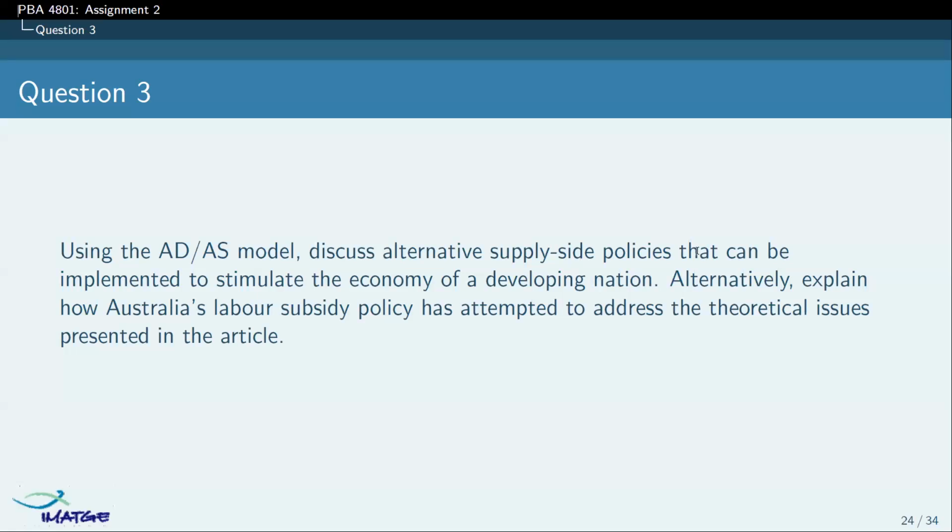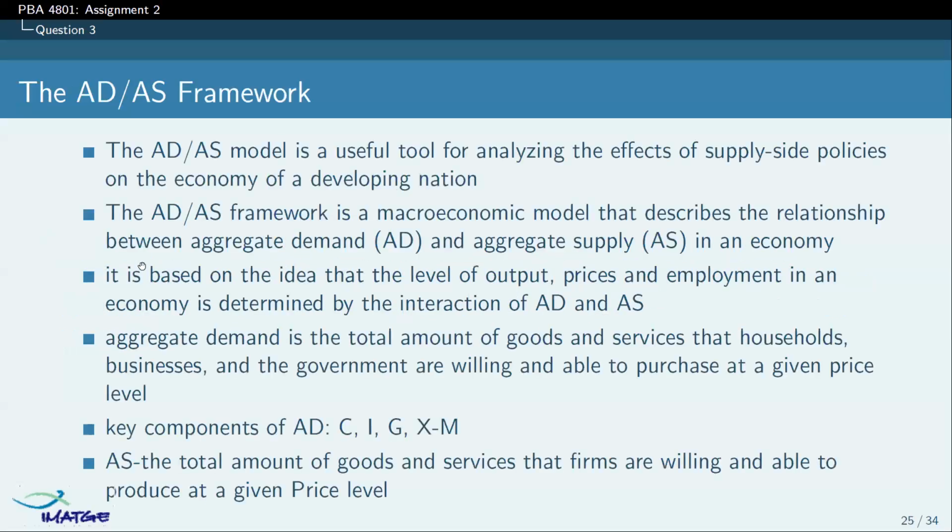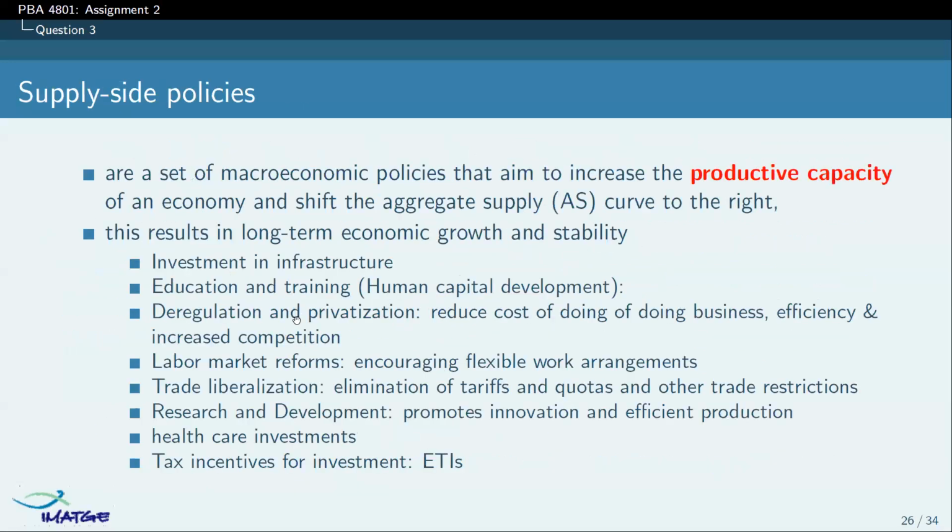All right, so now I'm attempting the first part, which says using the ADAS model, discuss alternative supply side policies that can be implemented to stimulate the economy of a developing nation, right? So I talked about whatever is happening on the ADAS framework, which is what we've already done, right? I'm sure now you understand what's going on. And then supply side policies themselves, what are they?